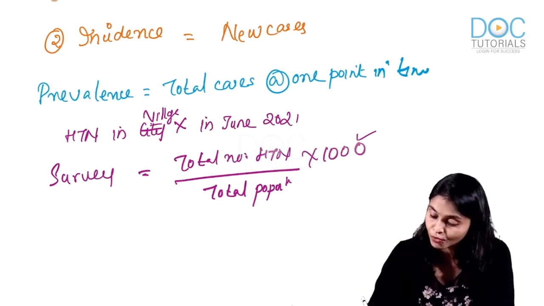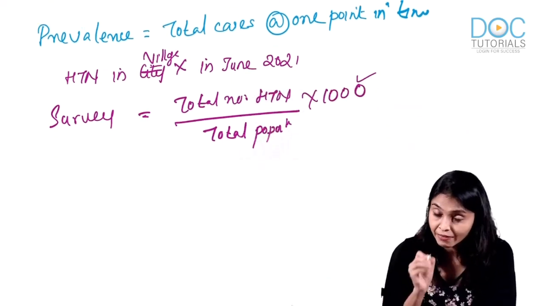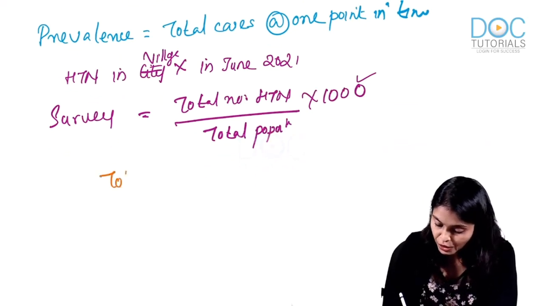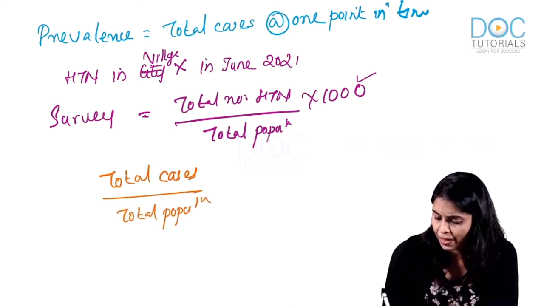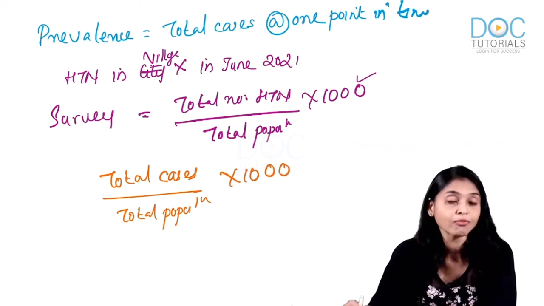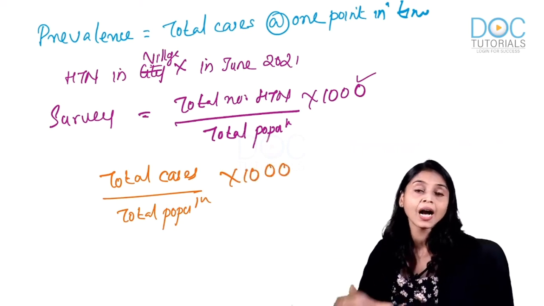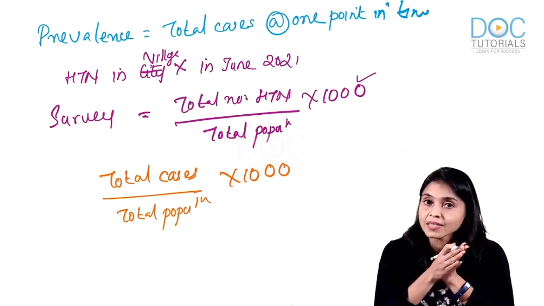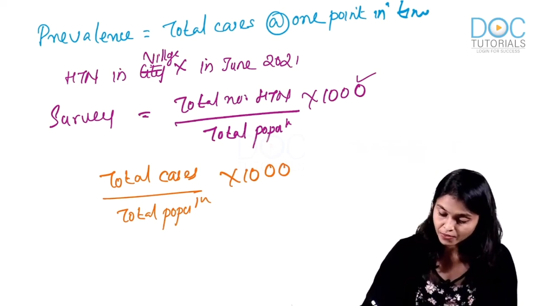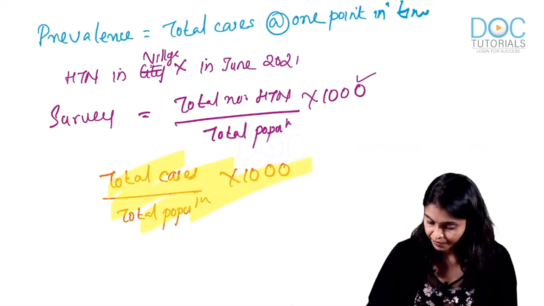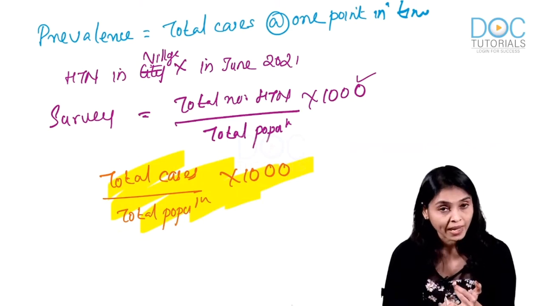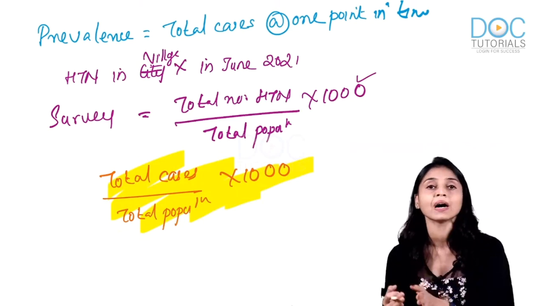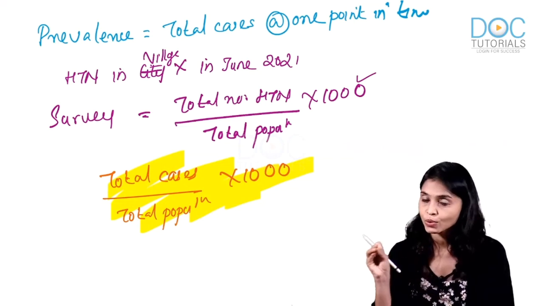So what is the formula of prevalence? The prevalence formula is a very, very important MCQ. Total cases divided by total population, or you can even say mid-year population, into 1000. So per 1000 people in an area, how many are having a particular disease? This is prevalence. Very, very important. Here also the name of the indicators and the formula are important, and the application part for solving problems is also very important.